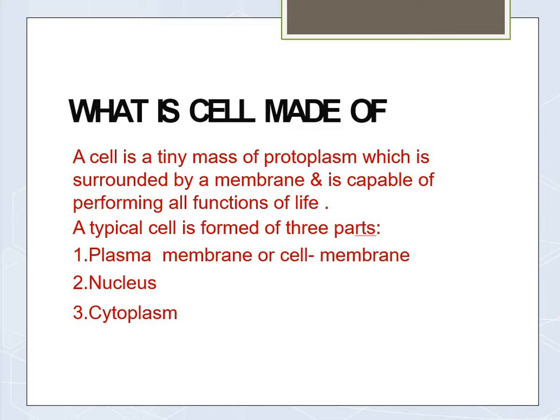A cell is a tiny mass of protoplasm which is surrounded by a membrane and is capable of performing all the functions of life. A typical cell basically has three parts: the plasma membrane, or the cell membrane as it is also called. Then we have the nucleus, which is placed centrally, or in case of a plant cell it is placed towards the side as the central part is occupied by a vacuole.